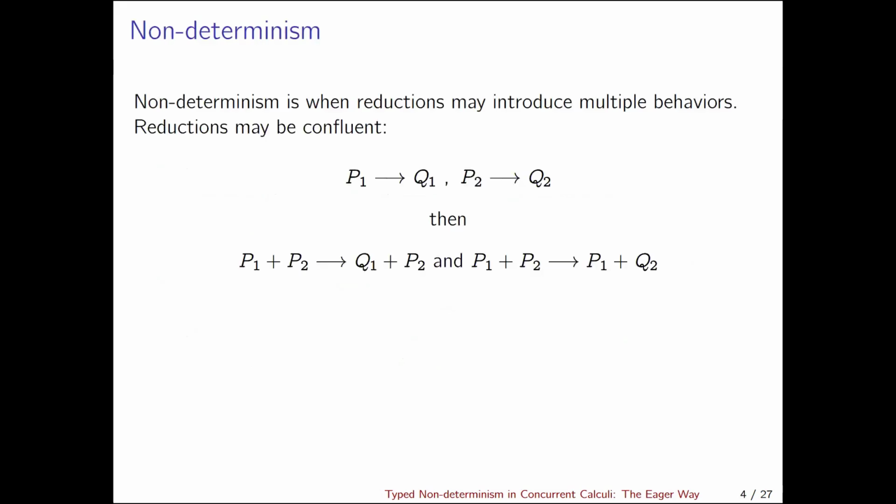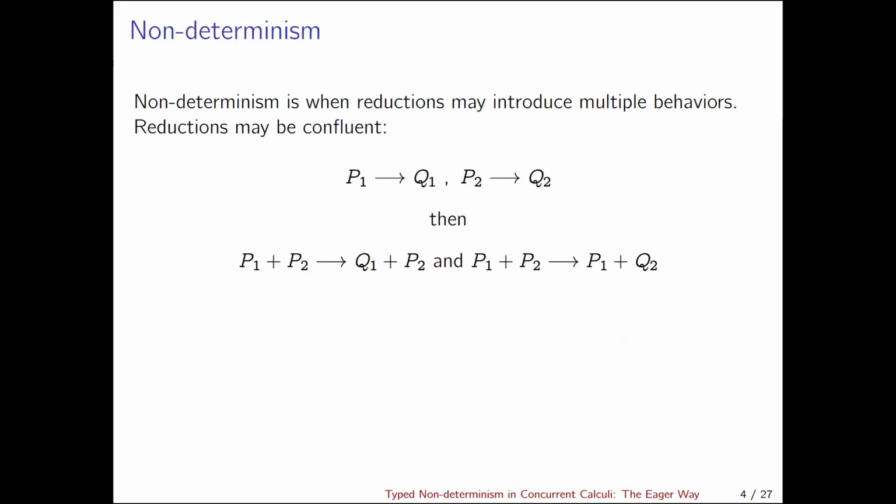So first of all, non-determinism is when reductions may introduce different behaviors. For instance, if we know that P1 reduces to Q1, and P2 reduces to Q2, then consider P1 plus P2, where the plus is the choice operator. If you reduce P1 first, you are going to have a choice between Q1 plus P2. And on the other hand, if you reduce P2, you are going to have that process there.